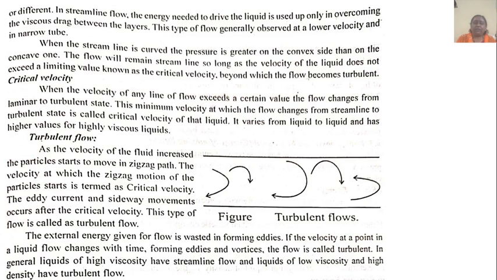In general, liquids of high viscosity have streamline flow, and liquids of low viscosity and high velocity, high density have turbulent flow. Means in general, when the viscosity is high, the flow of liquid is streamline, and when the viscosity of the liquid is low, then it is turbulent flow.